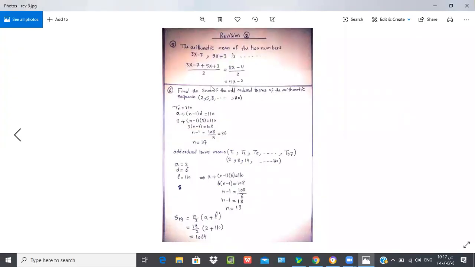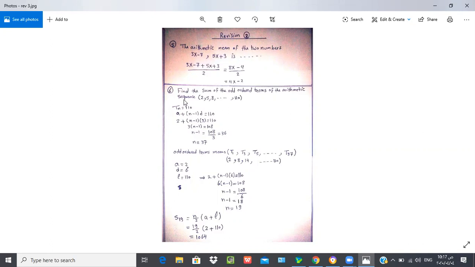Okay. Here, he asks you the arithmetic mean of the two numbers, this and this. You know the arithmetic mean, it means I will add them and divide by 2. So it will be 8x minus 4 over 2 equals, if you divide it, 4x minus 2. It's very easy. Just add the two terms, divide by 2.